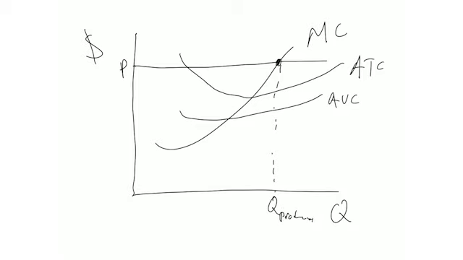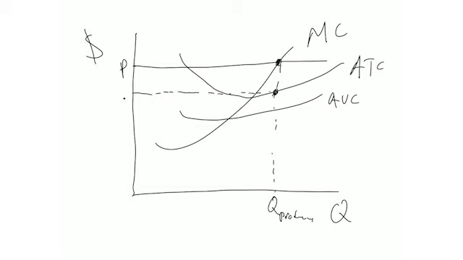Now, to see whether there's profits or losses, we first want to find out what average total cost is at that quantity. And average total cost is right there. We can mark that in the diagram going across. And we now have a picture of the profits.